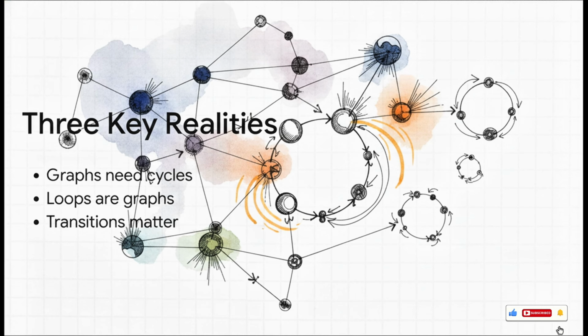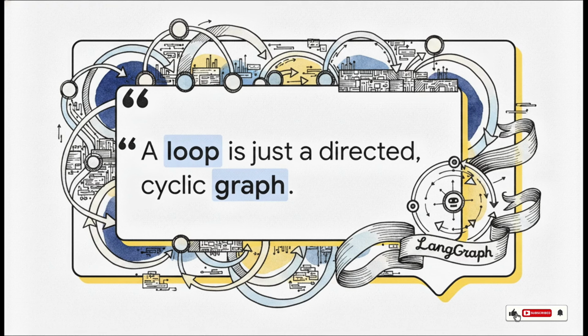Second reality, loops are just simple graphs. And third, dynamic transitions aren't just nice to have, they are completely essential at runtime. I absolutely love this quote by David Khurshid. It's one of those real eureka moments for understanding this whole space. He points out that loop engineering isn't some totally separate, competing alternative to graph engineering. A loop is literally just a directed, cyclic graph. That's it. It's built right on top of this exact same underlying foundation.